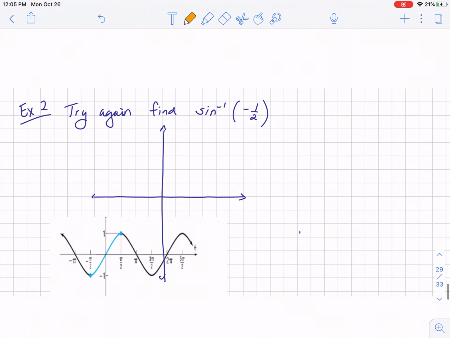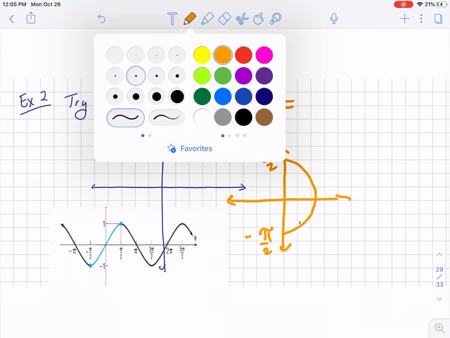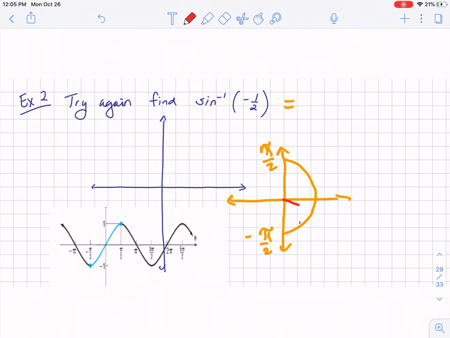because I'm restricting my domain. If I said, what is the sine inverse of negative 1/2, well, this is where you would look at your unit circle and say, I'm only looking from negative pi over 2 to positive pi over 2. I'm only looking at the right side of the unit circle. And where is it that my y coordinate is negative 1/2? It would be right here, at negative pi over 6, okay?